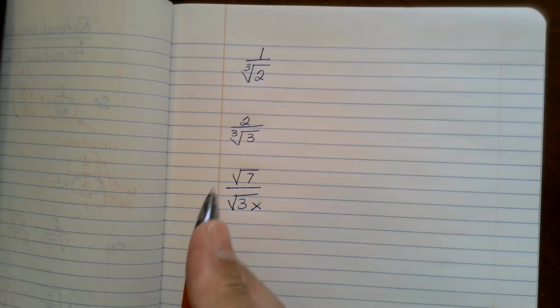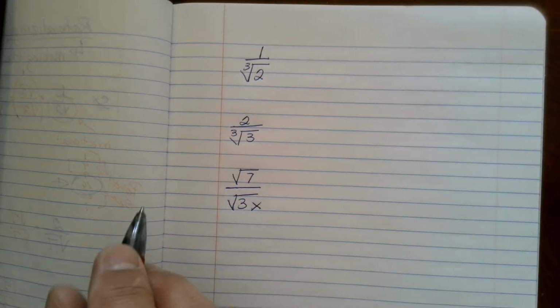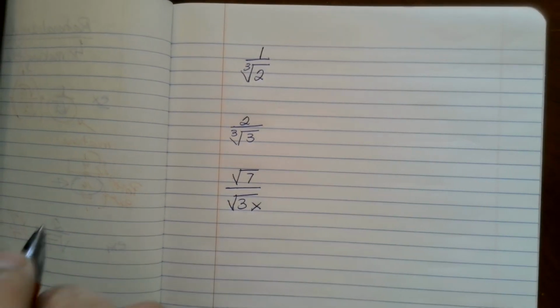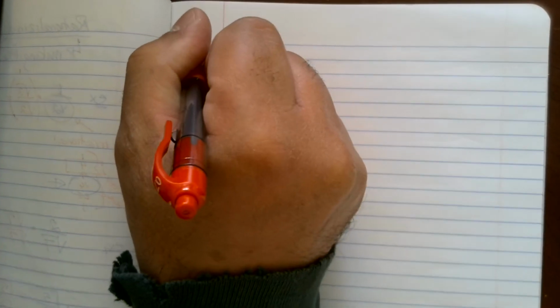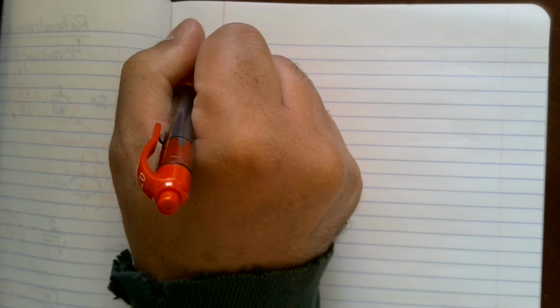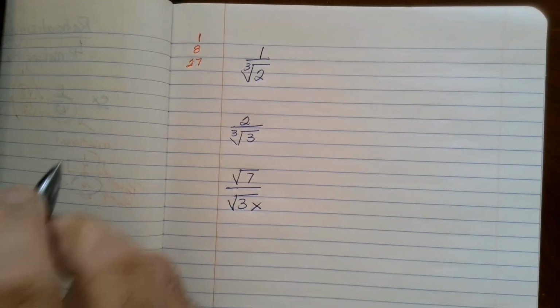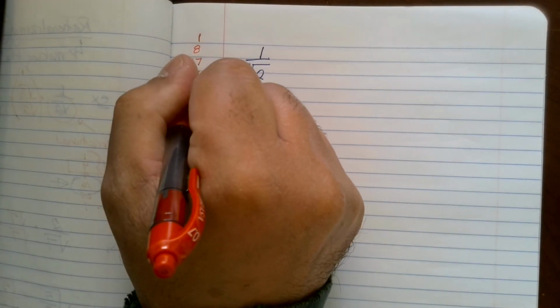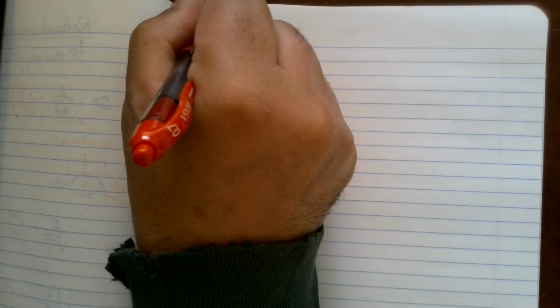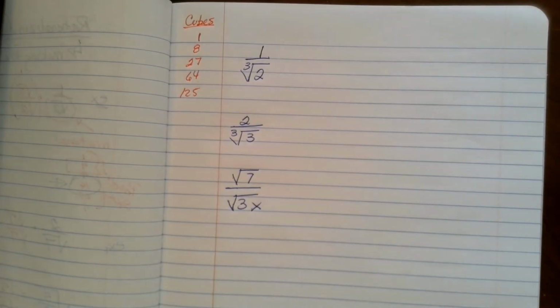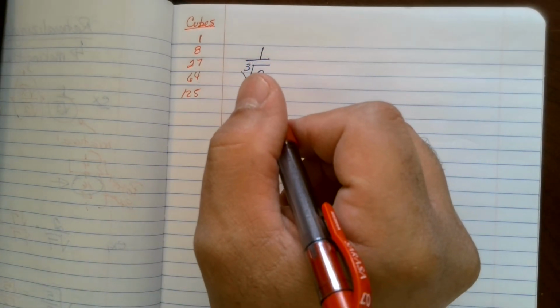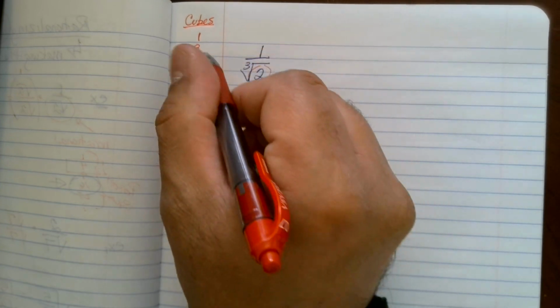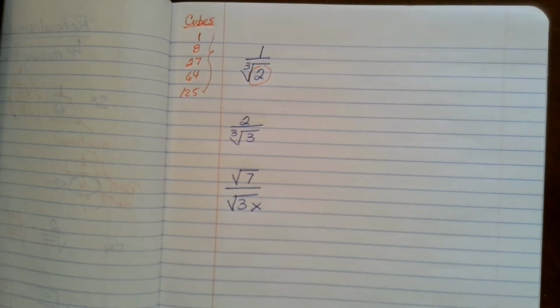In this first example, I have 1 over the cube root of 2. Well, as soon as I have cube roots, it's a good idea to remember what my perfect cubes are. 1 times 1 times 1, 2 times 2 times 2, 3 times 3 times 3, 4 times 4 times 4, 5 times 5 times 5. So these are perfect cubes. So I want to keep that in mind. So what I want in this denominator is I want this denominator to be a perfect cube. I want it to be one of these values.